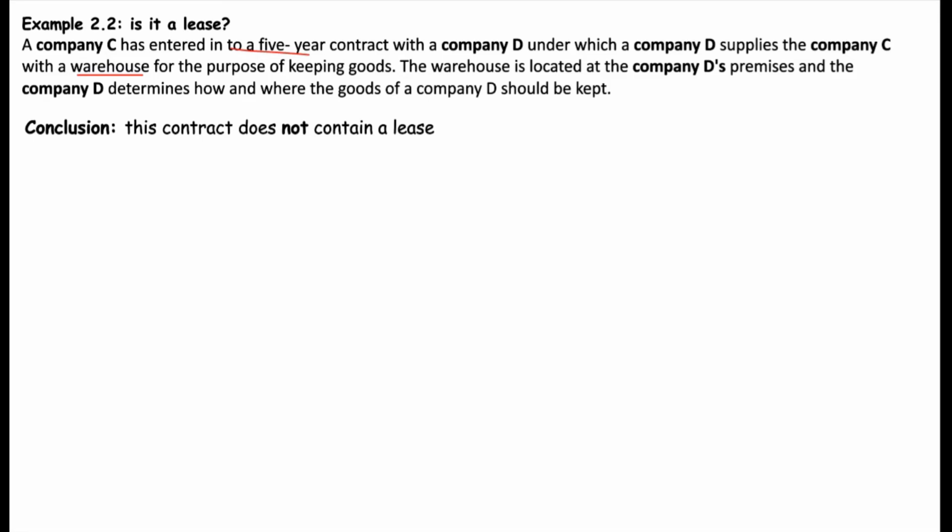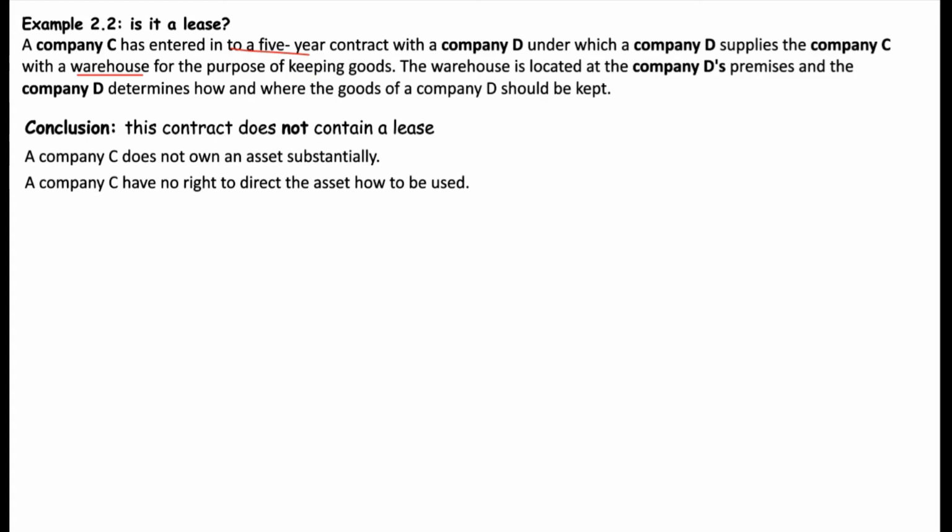So let's see my conclusion here. This contract does not contain a lease, because the underlying asset, which is the warehouse, is located at company D, who is the supplier, at company D's office or premises. Company C has no right to direct how the asset is used, because the warehouse is located at company D's premises, and company D, the supplier, determines the rules or limits on how and where the goods should be kept.